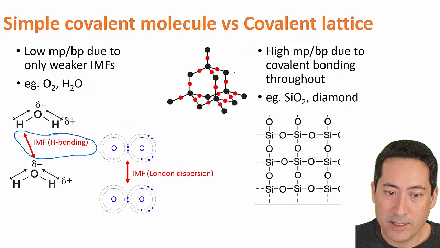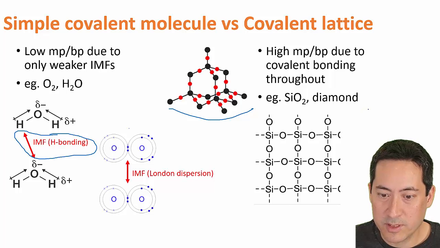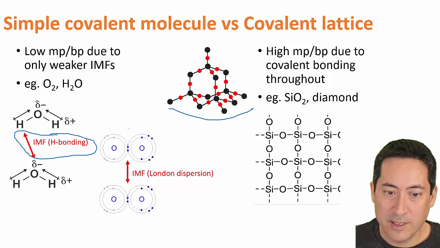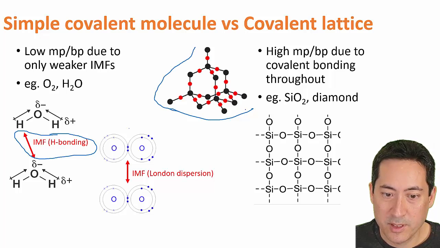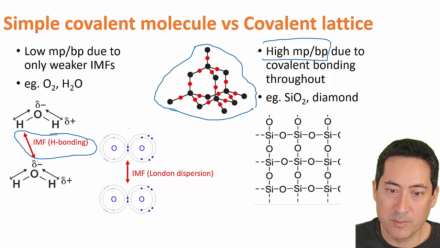Whereas the covalent lattices are all joined together by covalent bonds. So this is silicon dioxide here. Diamond's even stronger. It's just all carbons joined together. And so they don't have intermolecular forces. Their intramolecular forces are all covalent bonds. They're all stuck together, so these will have the opposite. They'll have high melting and boiling points.